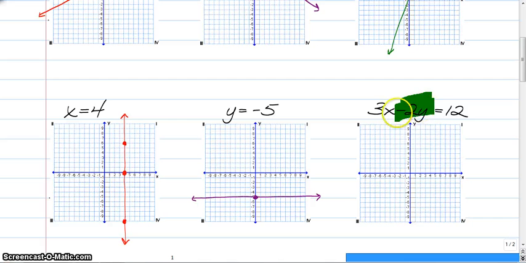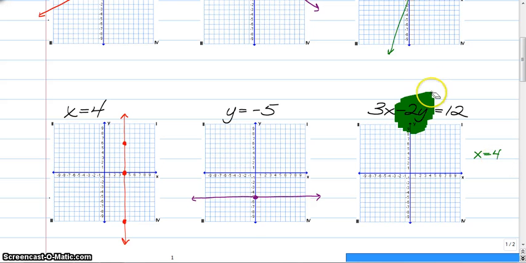Take your finger and cover up the -2y, and you are left with 3x is equal to 12. So if 3x equals 12, what's x? X is equal to 4.